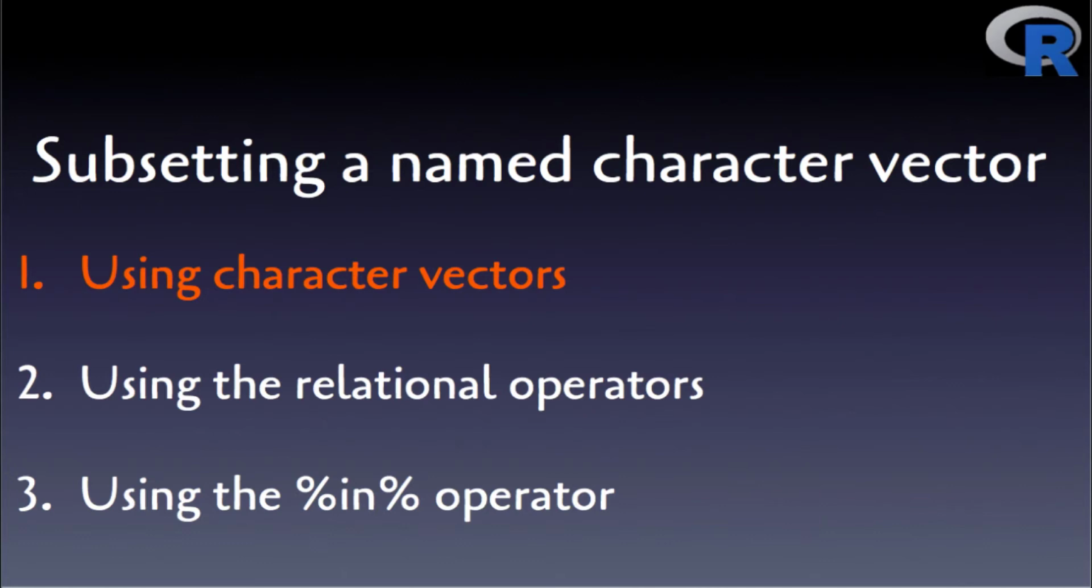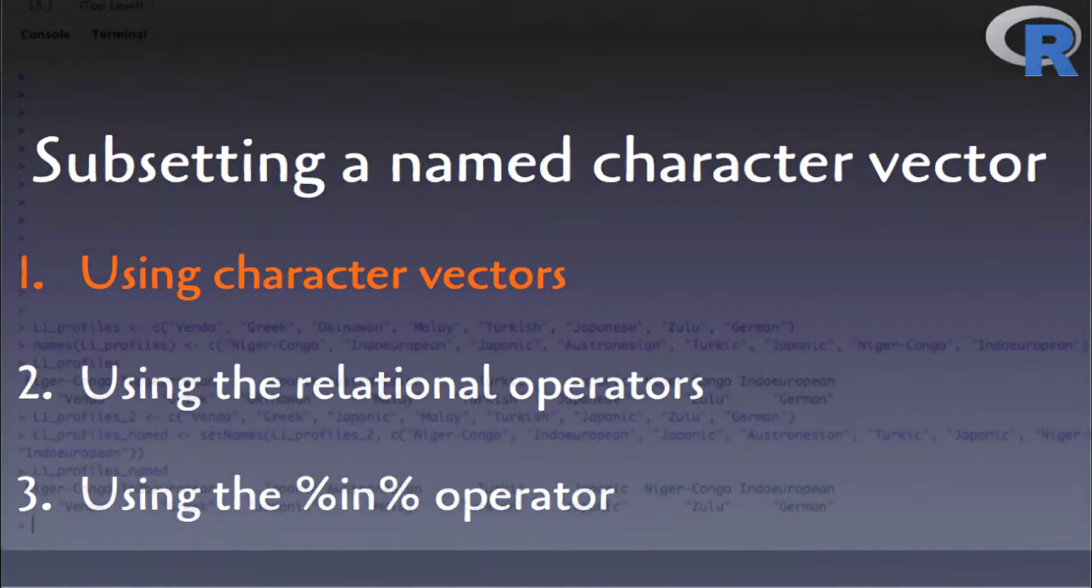For doing this, I will choose to work with the L1_profiles vector I created earlier, although I could do the exact same things with the L1_profiles_named vector. The reason why named character vectors can be useful is that you may subset members of a character vector based on their attached named attribute. In the case of L1_profiles, you may want to subset languages that belong to a specific language family. For doing this, you can use a character vector with language family names within the square brackets operator.